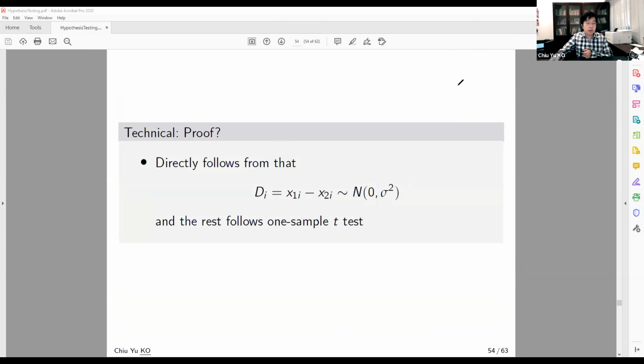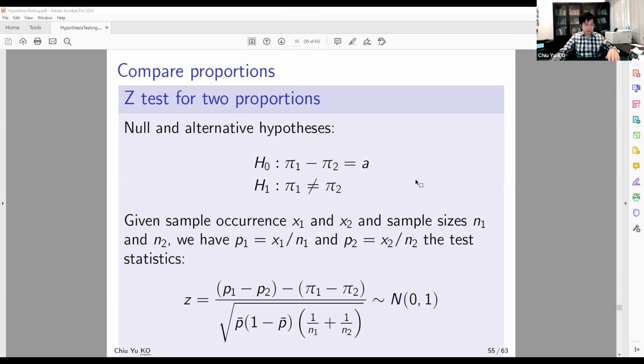So here we have a technical proof. What we said is that the difference follows the mean, so that's why everything follows the one-sample test. So that's the proof behind it, and we are not going to consider it further. It's a one-line proof. So let's finish this one. We have a break.